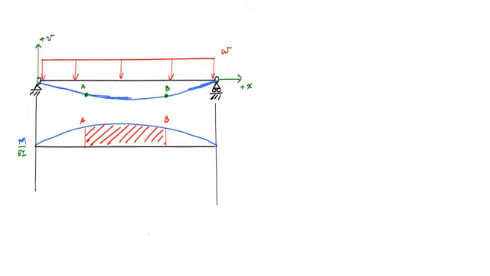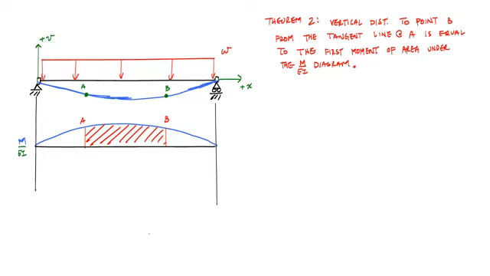Now for the second moment area theorem, let's consider the same simply supported beam, same curvature diagram, and this time we're looking at vertical distance between tangent lines. And what it says is that the vertical distance to a point, in this case point B, or the tangent line at point B, from the tangent line at A is equal to the first moment of area under the M over EI diagram. And so what that looks like is this.